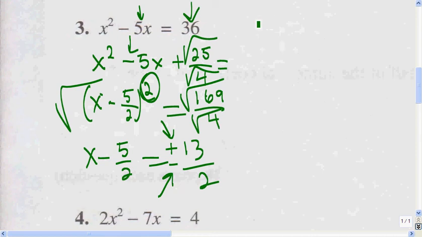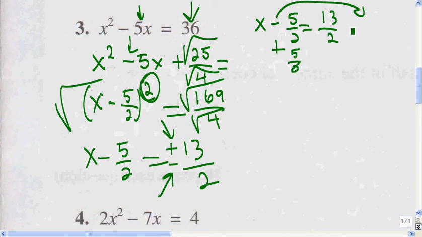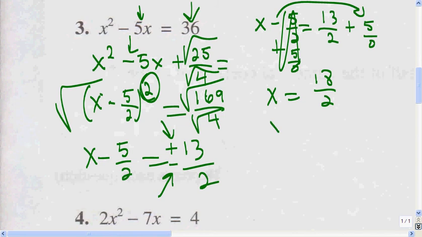So x minus 5 over 2 equals a positive 13 over 2. I'm going to move the 5 over 2 over here to the right of the equal sign. I do that by adding 5 over 2 to both sides. I get x equals 13 plus 5 is 18 over 2. x equals 9, because 18 divided by 2 is 9. So that's my first answer.